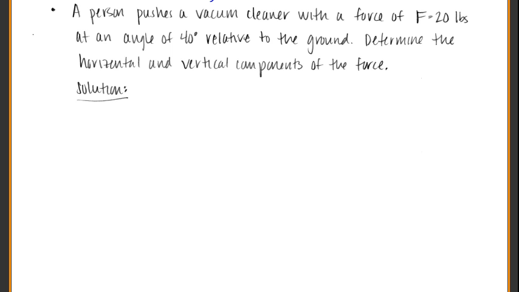Okay, a person is pushing a vacuum cleaner with a force of 20 pounds at an angle of 40 degrees relative to the ground. Let's determine the horizontal and vertical components of the force. Okay, so this is your vector because it's got magnitude. You're doing 20 pounds at a specific angle at 40 degrees. So we're definitely talking about a vector here.